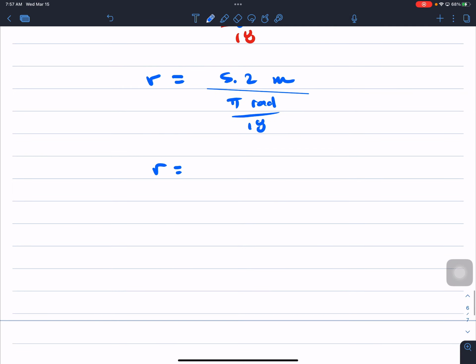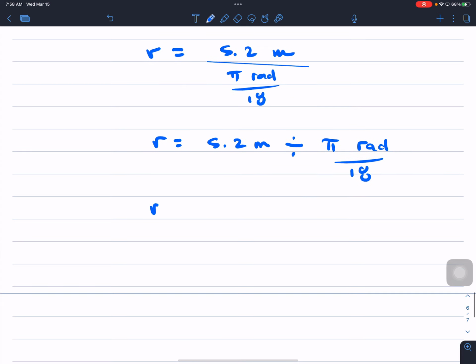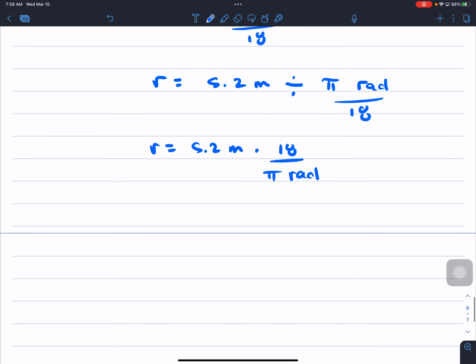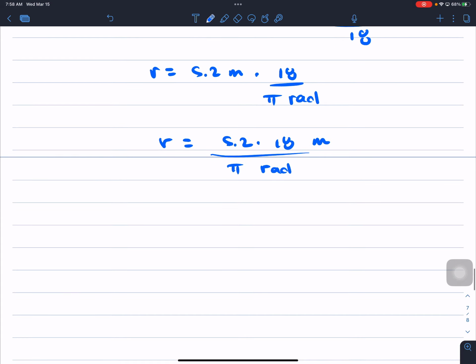So take the whole number of what? 5.2 meters, divide by what? Pi radians over what? 18. So 5.2 meters times 18 over pi what? Radians? You guys okay with that? So it's 5.2 times 18 divided by pi, and that's going to be meters per radian. Okay?